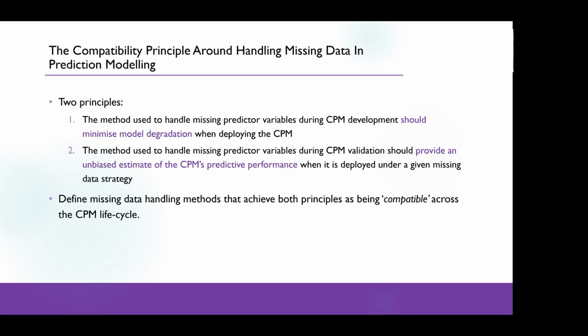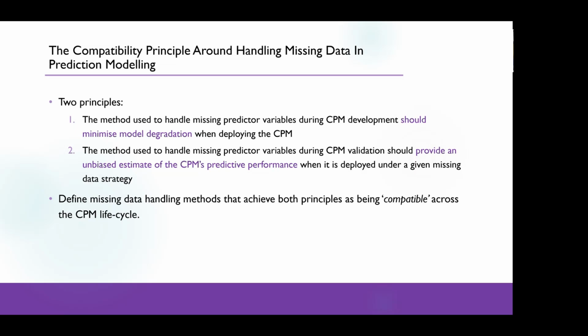concept, what we have done is define two principles, which is what I'm coining the compatibility principle. The first is that the way that we handle missing data during model development should minimize model degradation when deploying the model under a certain missingness handling strategy. If people aren't familiar with the term model degradation, that effectively just means a drop in performance. You can think of it loosely that way.